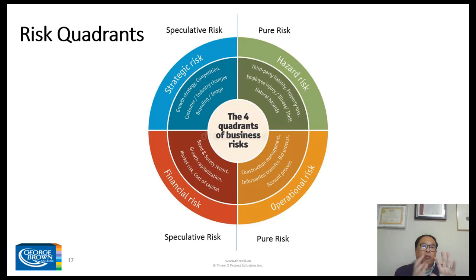Okay? And this quadrant, this is called a risk quadrant. It's a bit academic, I have to agree, but it's a good way of letting you appreciate where risk comes from. There are strategic risk, hazard risk, operational risk, and financial risk. Strategic and financial risk are considered speculative risk. Speculative, okay, things that may not really materialize. But hazard risk and operational risk are considered pure risk. So basically, the risk quadrant is to give you an idea where risk comes from, okay?